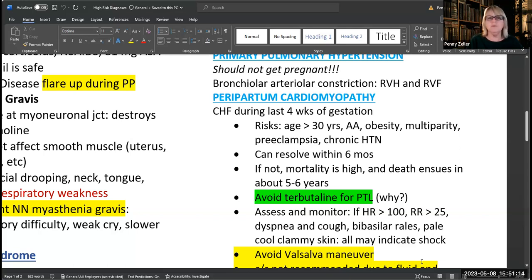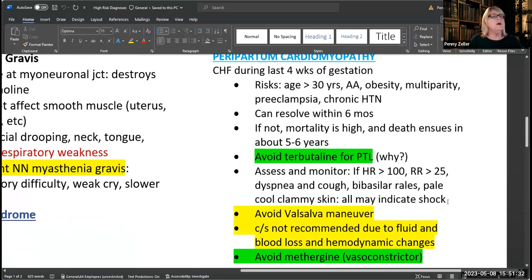The mortality rate is really high with cardiomyopathy. And usually within 5 or 6 years, these people don't survive. We're getting better about longer term life, but it's scary.